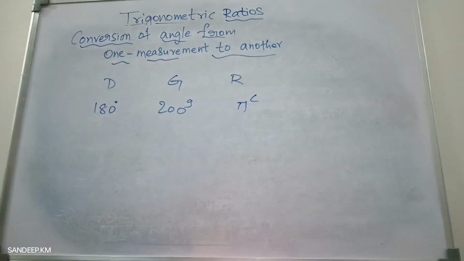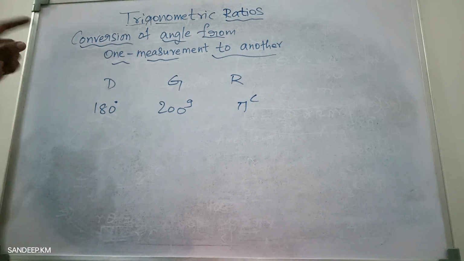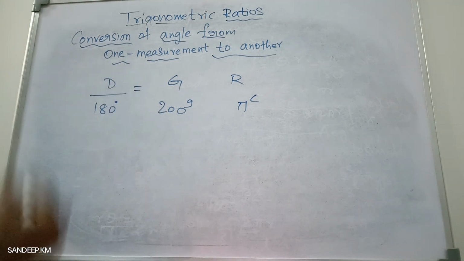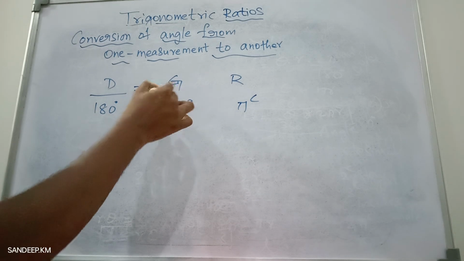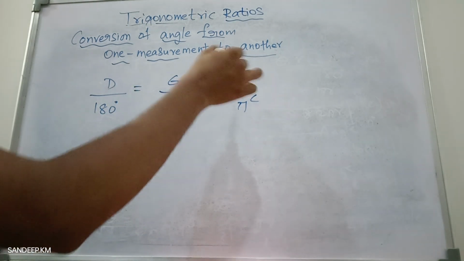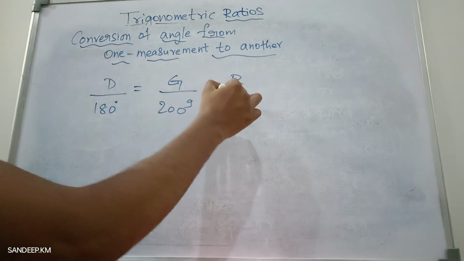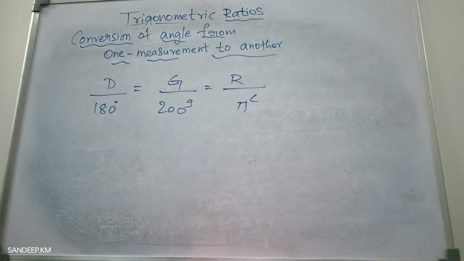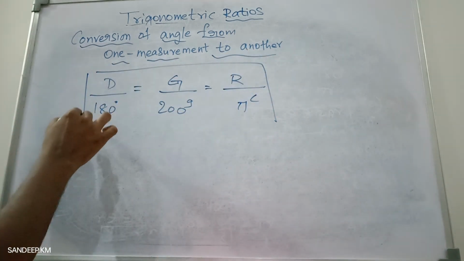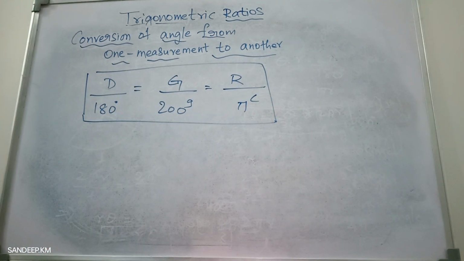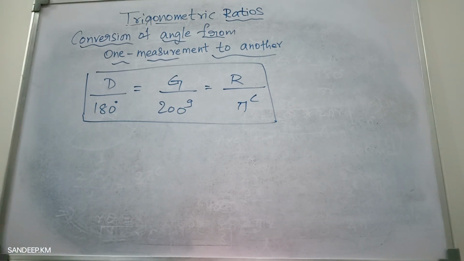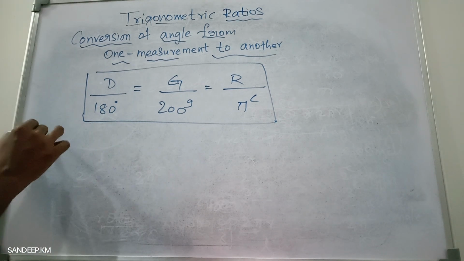Pi radians. So therefore, the given angle in degrees divided by 180 is equal to the given angle in grades divided by 200, which is equal to the given angle in radians divided by pi radians. So this is how, using this particular formula, we will convert an angle in one particular measurement to an angle in another particular measurement. To understand this, let us take an angle.